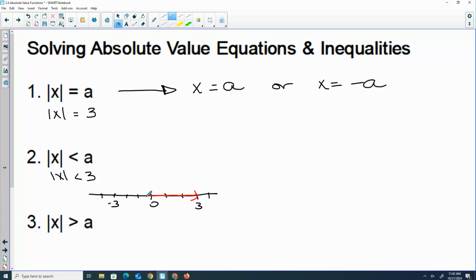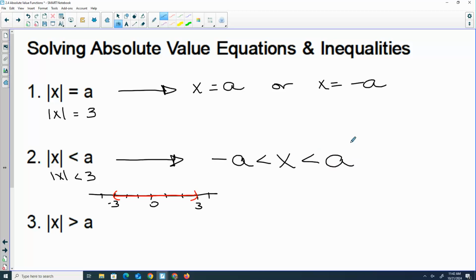If I go in the negative direction, I'm still measuring distance from 0. So we get everything between negative 3 and positive 3. So we could say x is everything between a negative a and a positive a.